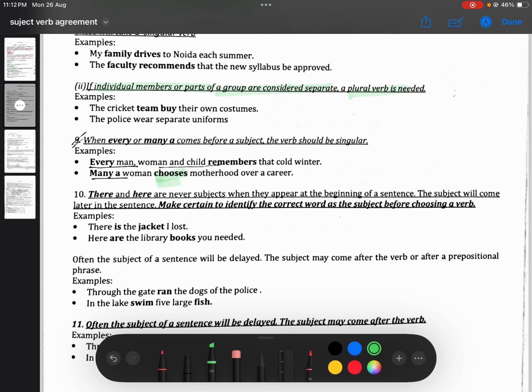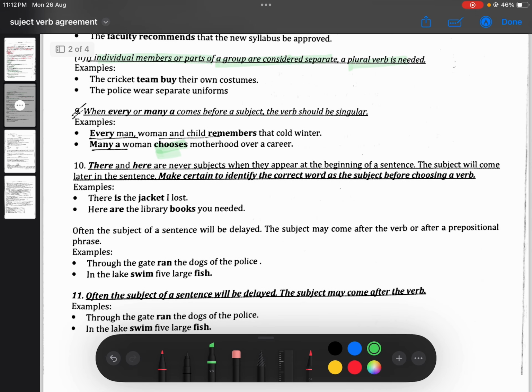Now coming to the next portion. Often the subject of a sentence will be delayed, when the subject may come after the verb or after a prepositional phrase. So for example, through the gate ran the dogs of the police. So this is one example.